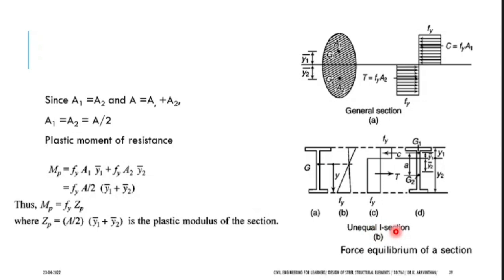So in your problem, if you need to find the plastic moment, Mp, you have to find Fy into Zp. What do you mean by Zp? You have to find A by 2 into (y1 bar plus y2 bar). This is your formula. You can find y1 bar and y2 bar by cutting the section into two equal half components.